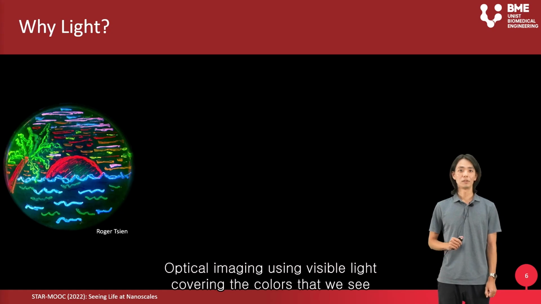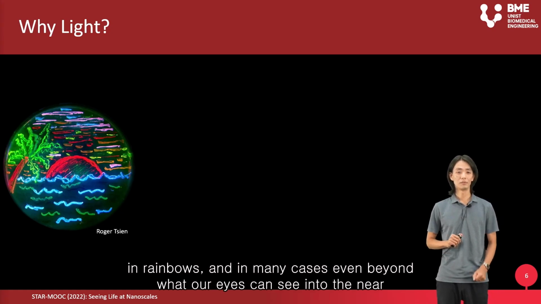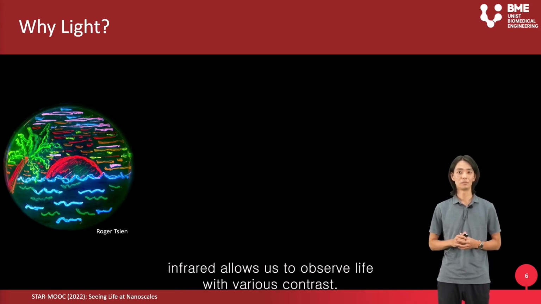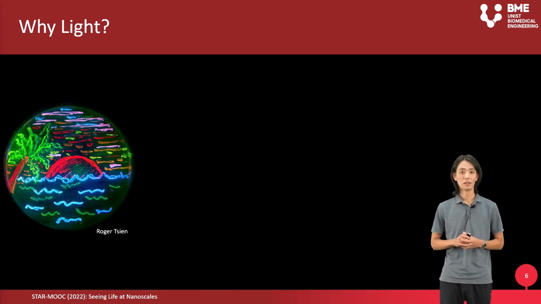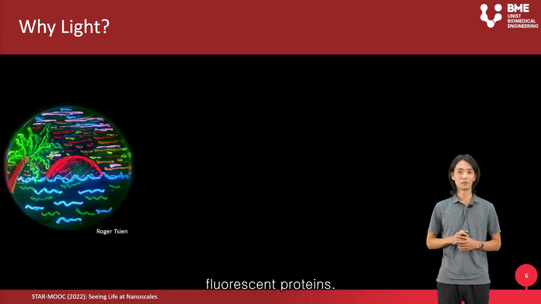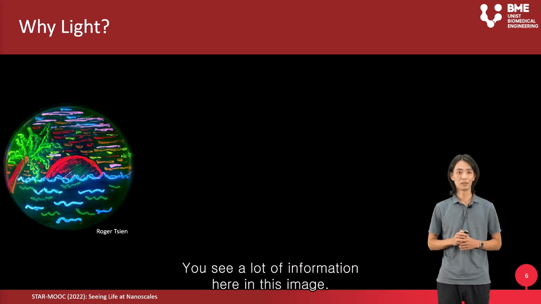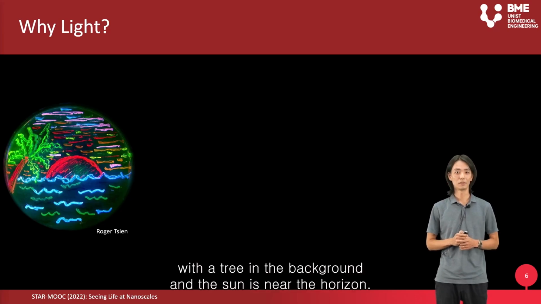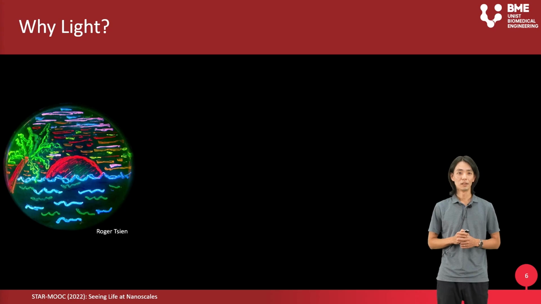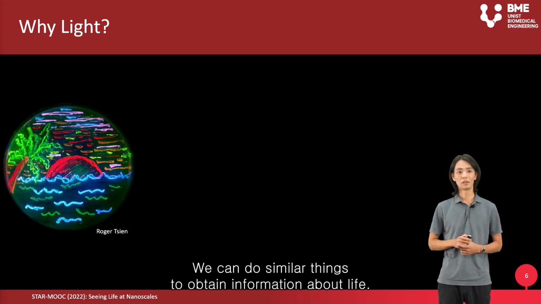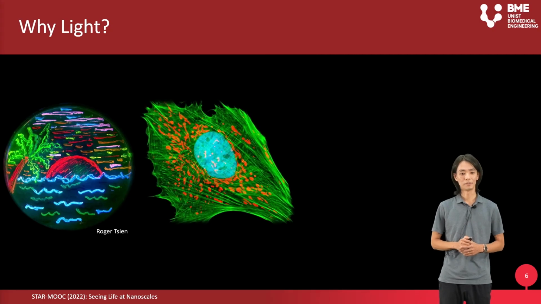Optical imaging using visible light, covering the colors that we see in rainbows, and in many cases even beyond what our eyes can see into the near infrared, allows us to observe life with various contrast. Here you see E. coli bacteria that are expressing different color fluorescent proteins. You see a lot of information here in this image. You can tell that it is a beach with a tree in the background and the sun is near the horizon. This is how we encode information in creative art. We can do similar things to obtain information about life.